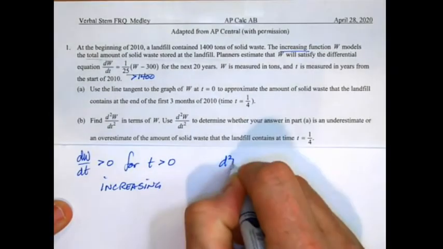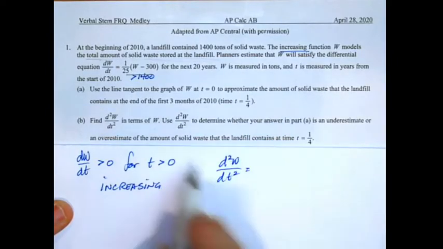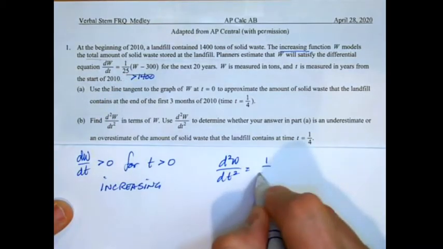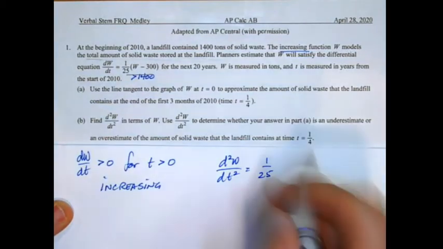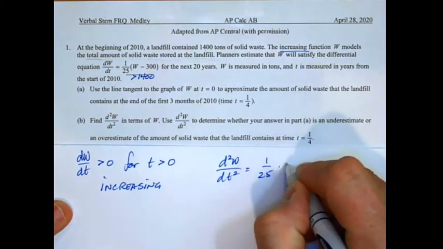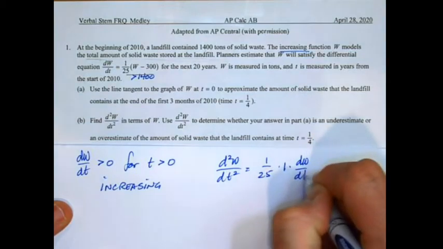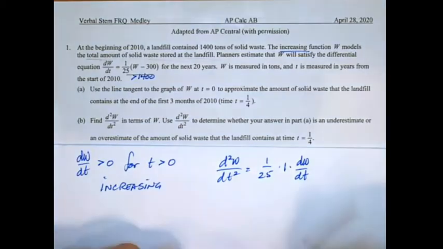So the second derivative of W in terms of t. We're going to take the derivative of this. This is a constant, so it's going to stay out there. We're going to take the derivative of W minus 300, which is 1, but we're going to multiply it by dW/dt because we don't have a t in here. So we need to take the derivative of W in terms of t.